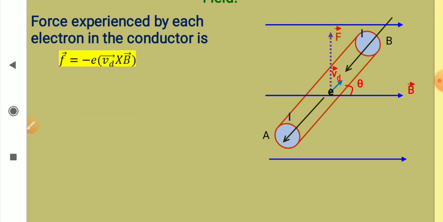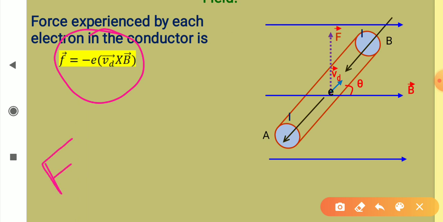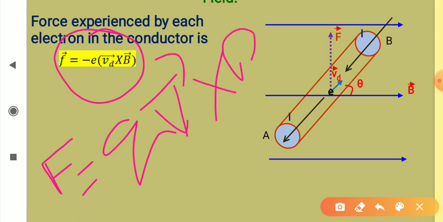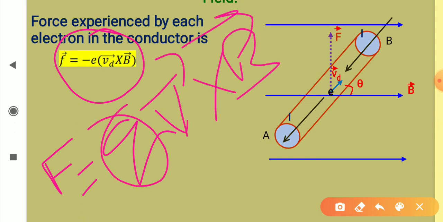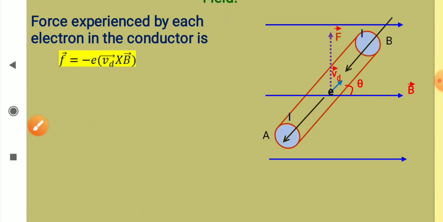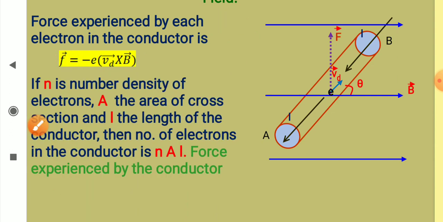And electron is a charged particle, so force experienced by each electron is given by minus e Vd cross B, the Lorentz force. And you know the Lorentz force is q V cross B. Here charge on electron is minus e and velocity is Vd, drift velocity, and magnetic field is B. Now, all the electrons present in the conductor will experience this force.